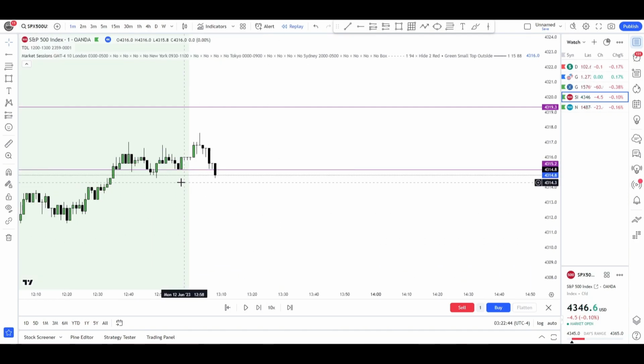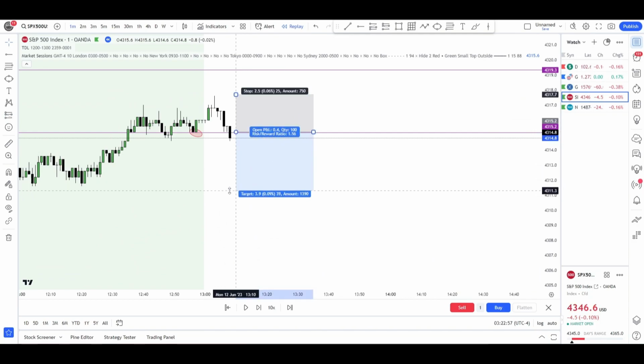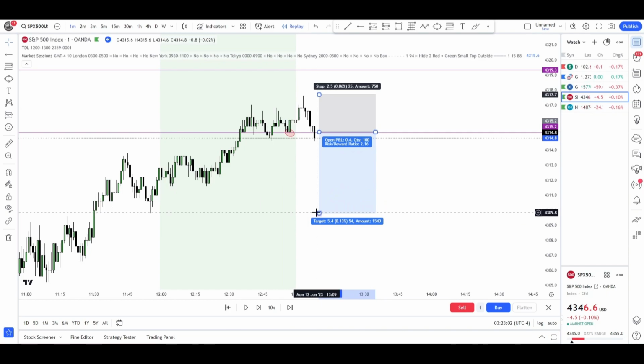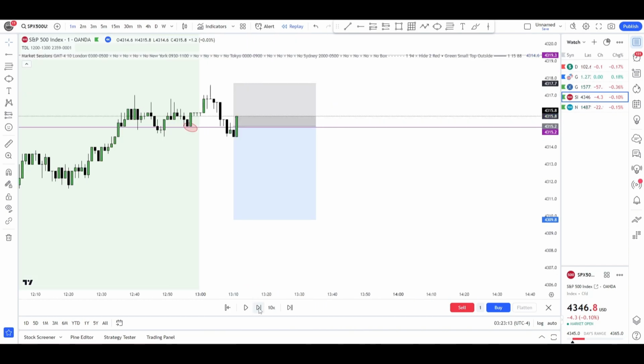And now we see a market structure shift because these lows here got swept. So you can now enter a short position from a fair value gap right here, set the stop loss above here, and go for these lows here, which gives a 1.5. You could also go down here and go for a 2R. So let's see what it does. We are now filled.